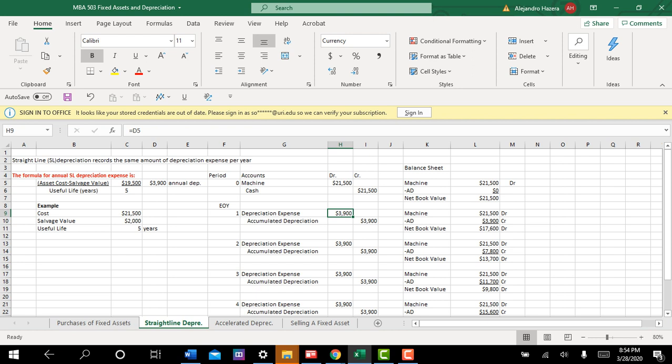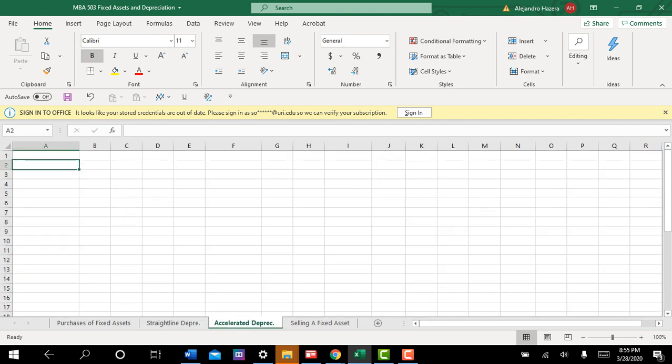Which is generally a little more involved. But, okay, let's go to the blank worksheet here. Accelerated depreciation. What you do is literally you accelerate your depreciation. You depreciate more in the early years of an asset's life than you would during the later years.